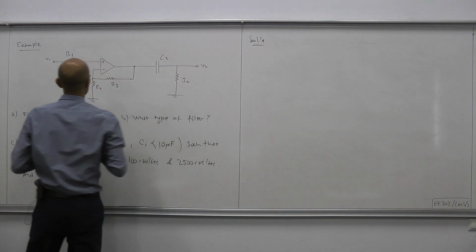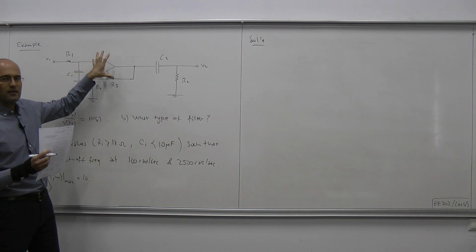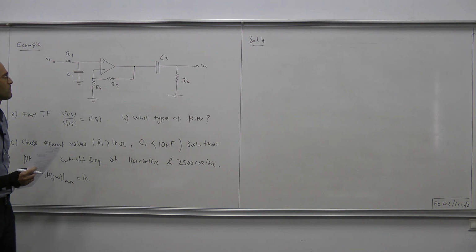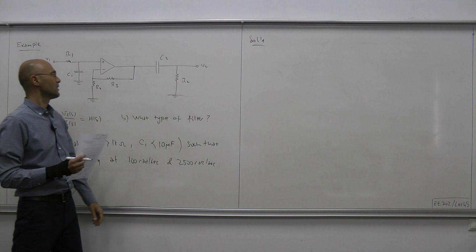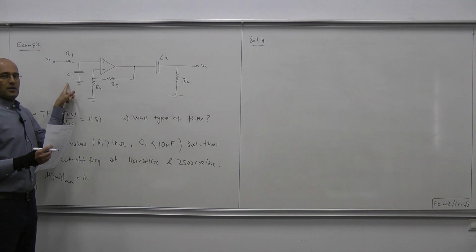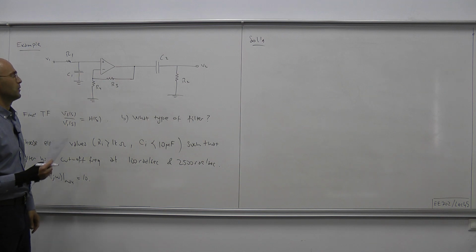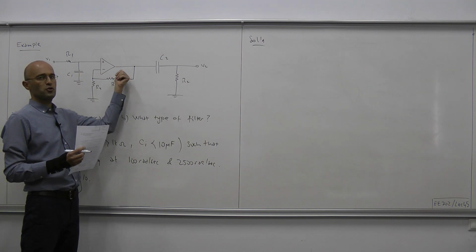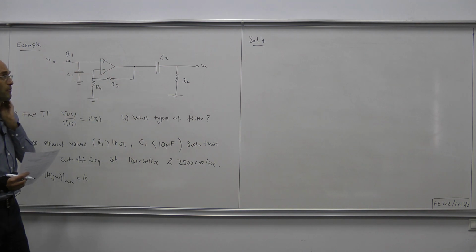Now we're going to obtain the transfer function. So suppose that we transformed the circuit in S domain. The resistances, we don't touch them. The capacitors are now represented by their impedances, 1 over S C1 and 1 over S C2. Furthermore, we assume that the op-amp is in linear region.